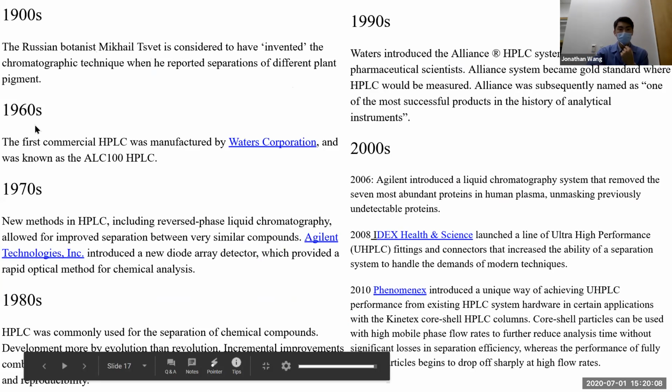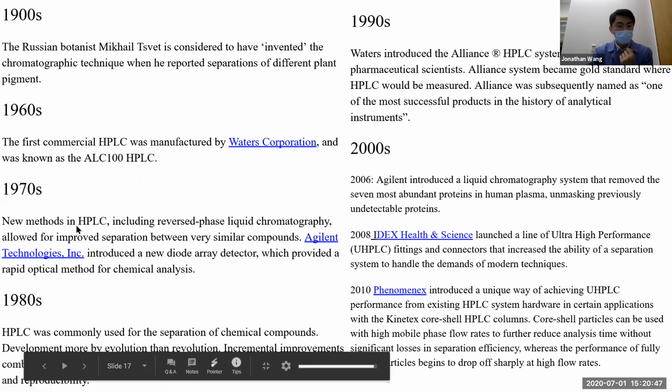It wasn't until the 1960s that the first commercial HPLC was made by the Waters Corporation. Actually, these blue highlights are companies that you might want to Google later on if you jot down their names. They're very big names for HPLC and chemistry in general. They definitely offer internships for high school students and college kids. Maybe not now, but in the future, they will offer positions for HPLC or analytical chemistry. So Waters was the first company to make a commercial HPLC.